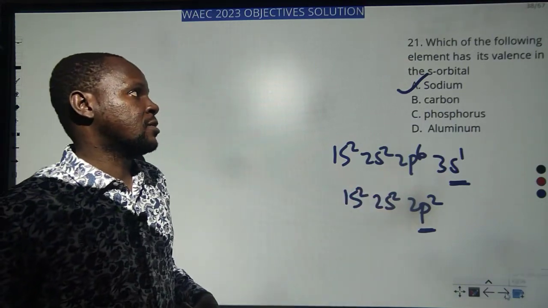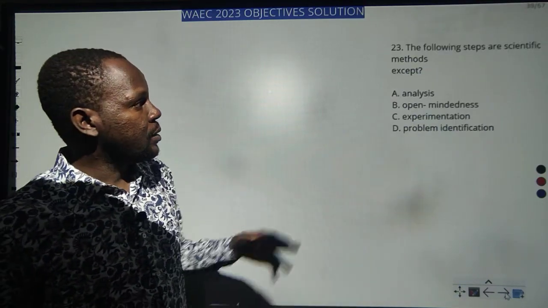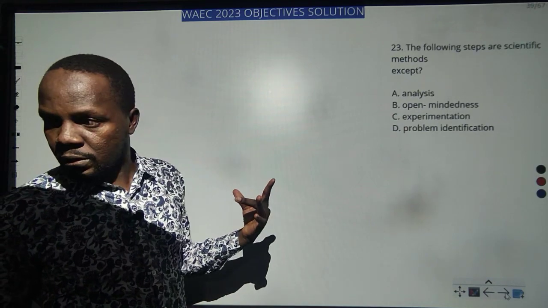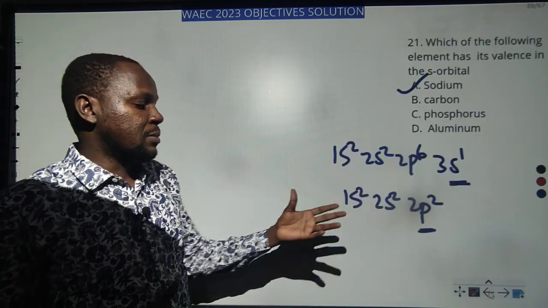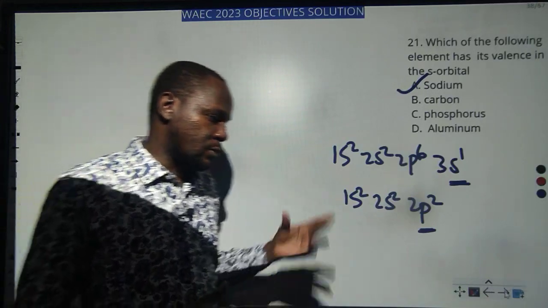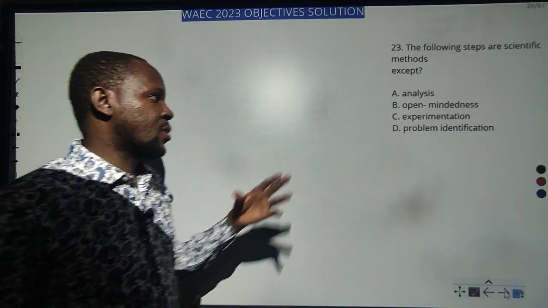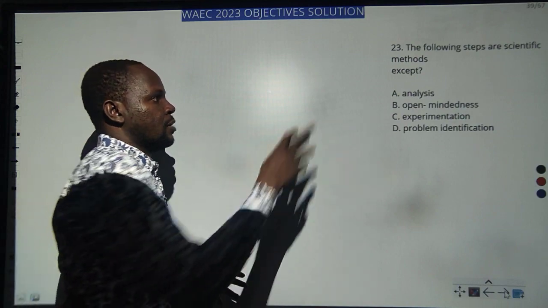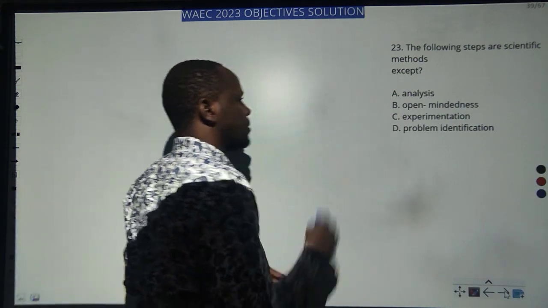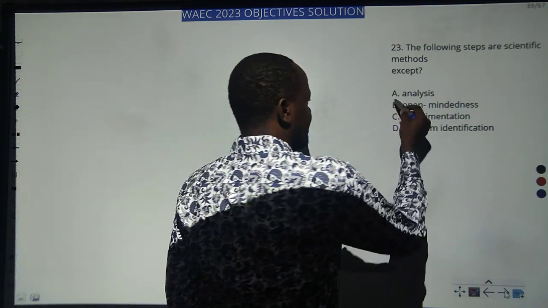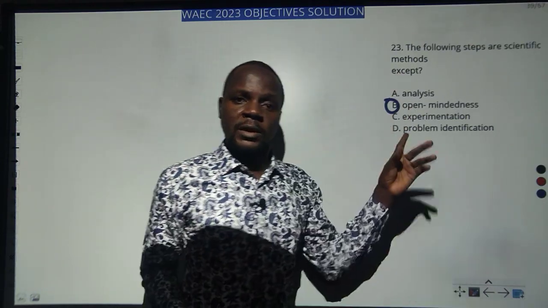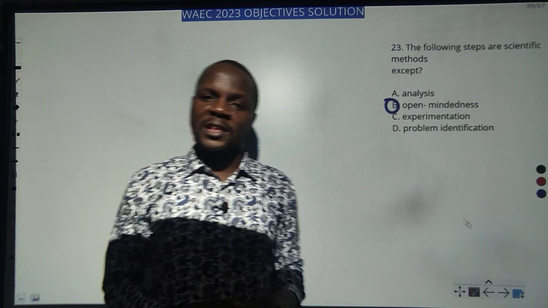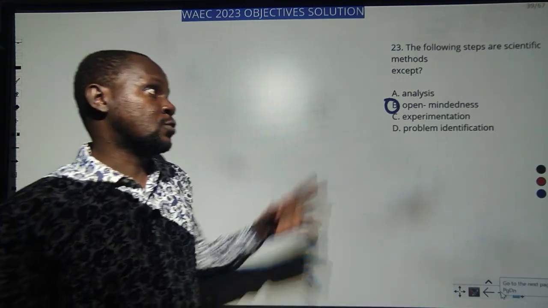Let's save time, please. 22. Please go a little bit back. Are you guys jumping questions or is that your numbering? Next one. I think this is the second time I'm seeing a question that is not there. The following steps are scientific method except: analyze, open-mindedness, experiment, and identify a problem. Open-mindedness is not there. There is nothing like open-mindedness in the scientific method. Let's move on, let us not waste time.